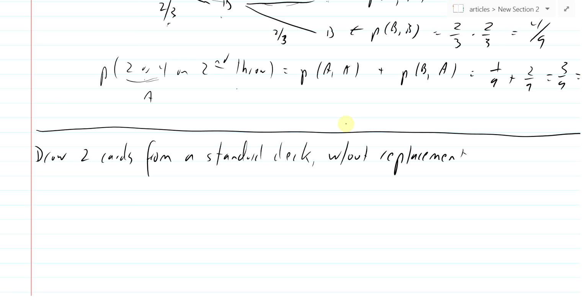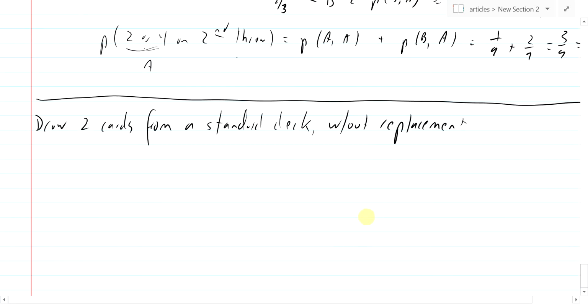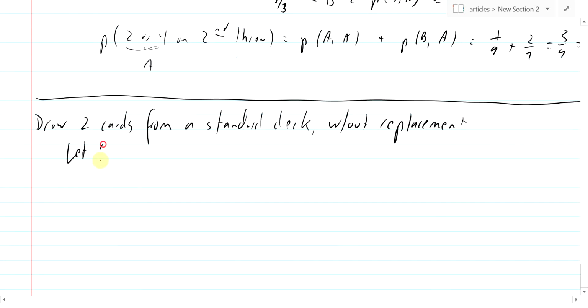So with replacement, you take a card out, you look at it, you write down what the result is, you put the card back in, and you pick again. Without replacement means take a card out, put it down on the table, take another card out, put that down next to it, and then look at it. So let S be the event that you draw a spade, and D be the event that you draw a diamond.